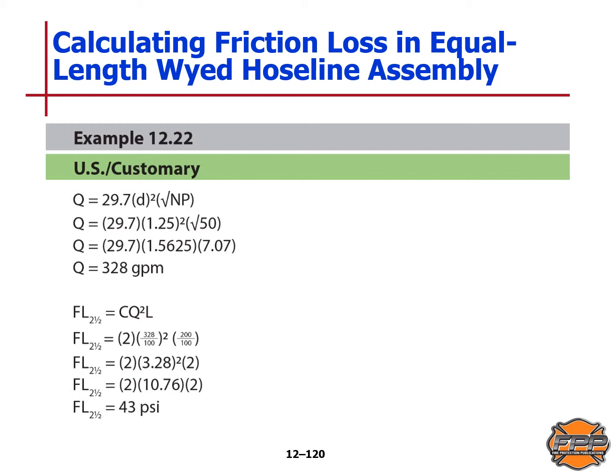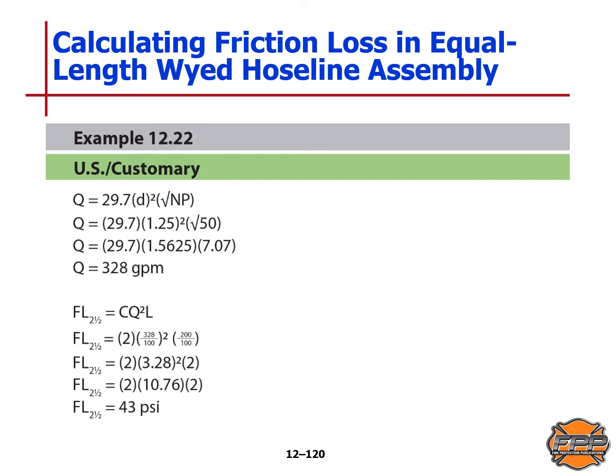Now let's look at friction loss. Friction loss at 2.5 equals C Q squared L. So friction loss 2.5 equals 2 times 328 divided by 100, which is our hose length, divided by 100 squared, times 200 divided by 100, which is our hose length, divided by 100.